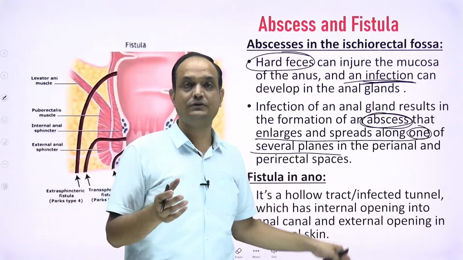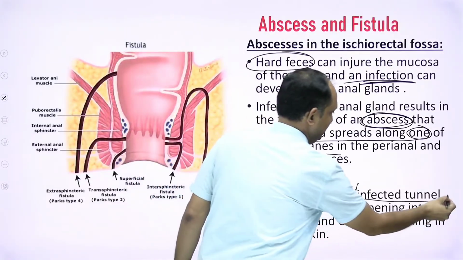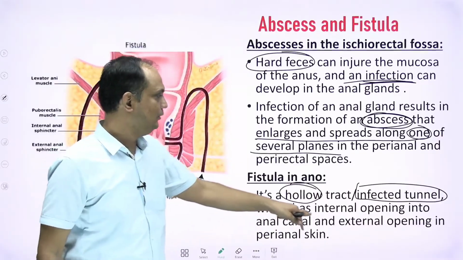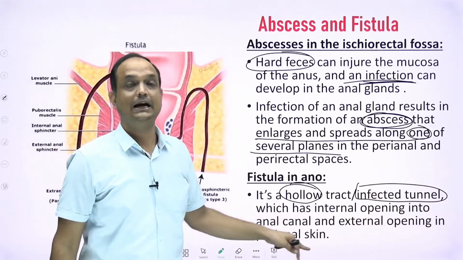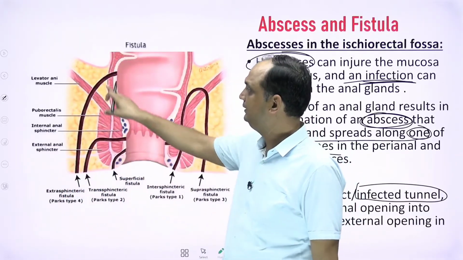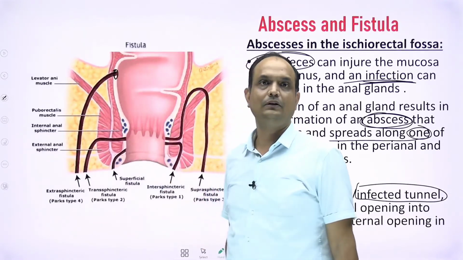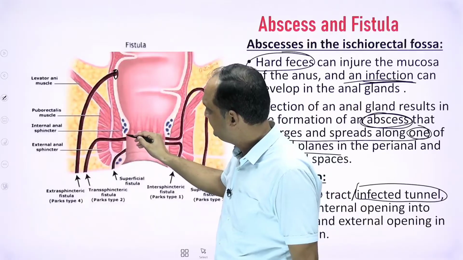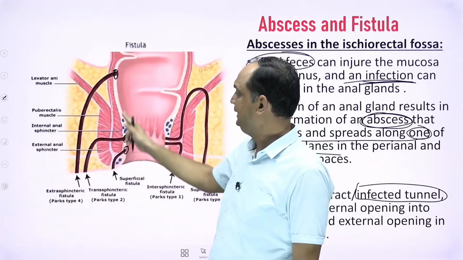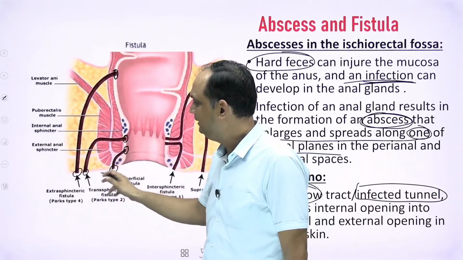Now what is a fistula? A fistula is a hollow tract, an infected tunnel, and this tunnel has an inner opening and an outer opening. The inner opening is always inside the anal canal and the external opening is in the perianal skin. So here you can see that different tracts are there. One opening can be above your pelvic diaphragm in the rectum, one opening is high in the anal canal, one opening is low in the anal canal. So one opening is inside, and the external opening is on the perianal skin, which can be in any place.